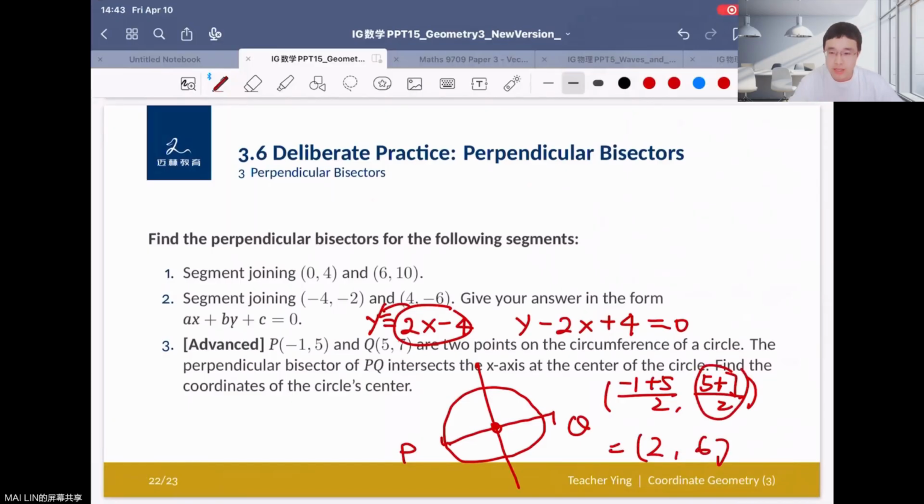And also this point is on the bisector, so you can calculate the gradient of the bisector and find the final equation of the bisector.